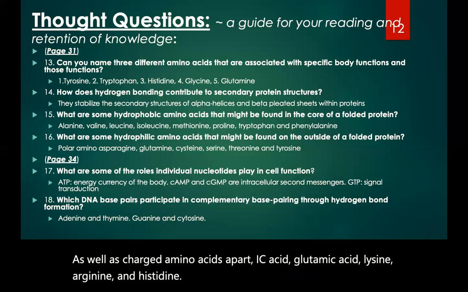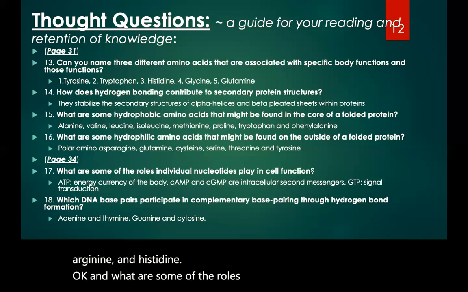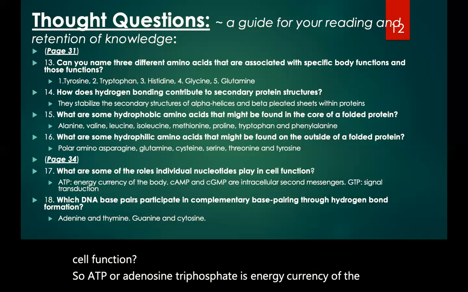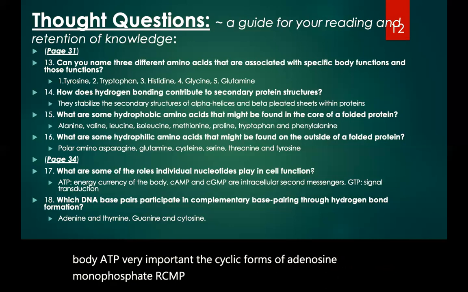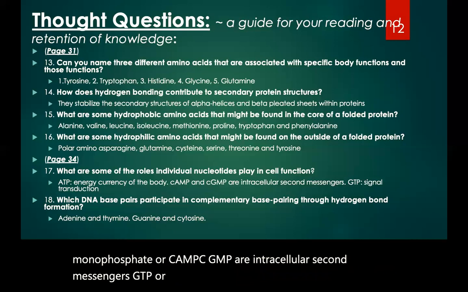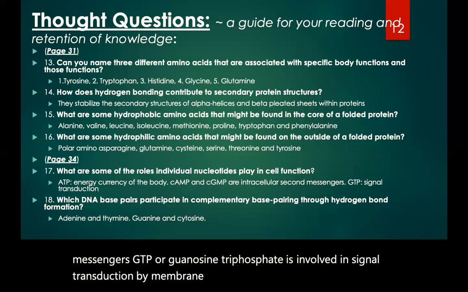Okay, and what are some of the roles individual nucleotides play in cell function? So ATP, or adenosine triphosphate, is the energy currency of the body, very important. The cyclic forms of adenosine monophosphate, or cAMP, and cGMP are intracellular second messengers. GTP, or guanosine triphosphate, is involved in signal transduction by membrane receptors.